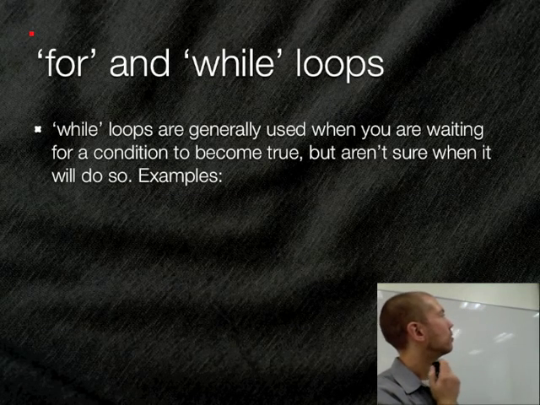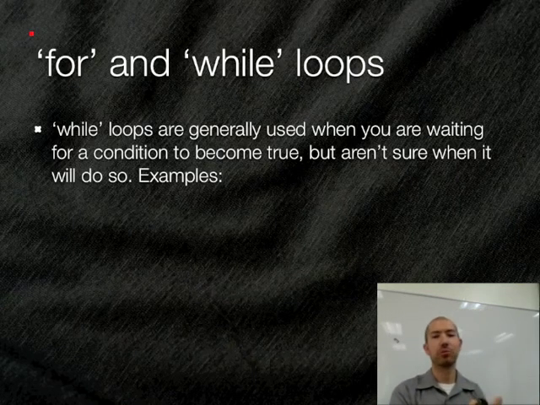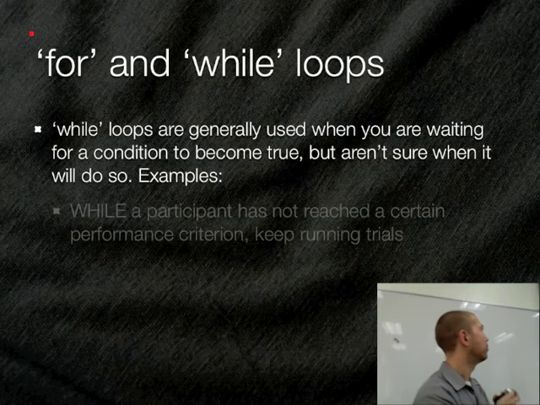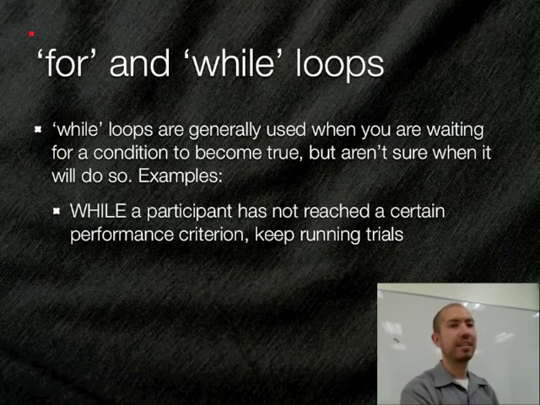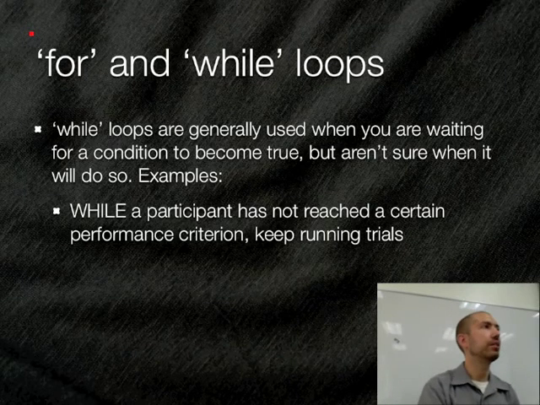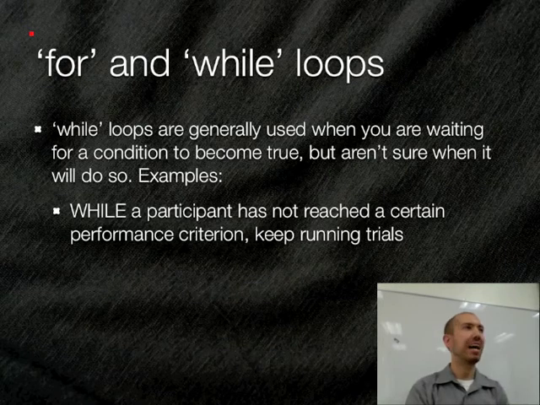Okay, so let's talk about the difference between for and while loops. While loops are what you would generally use when you're waiting for something to become true, but aren't sure exactly when it would become true, right? So for example, if you're running a cognitive task and you want to keep running trials until someone has reached a certain performance level. So until they get to like 75% accuracy, keep going.